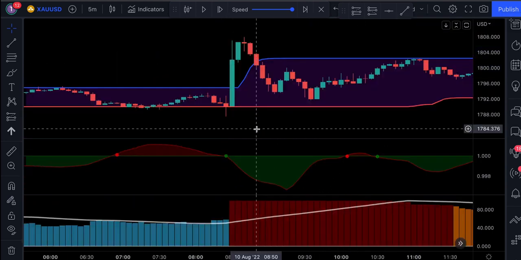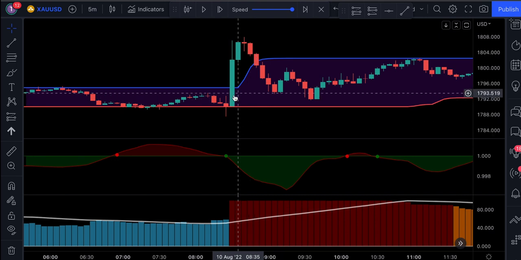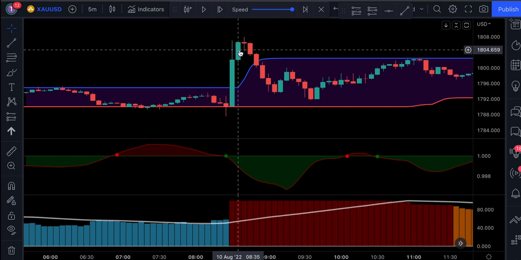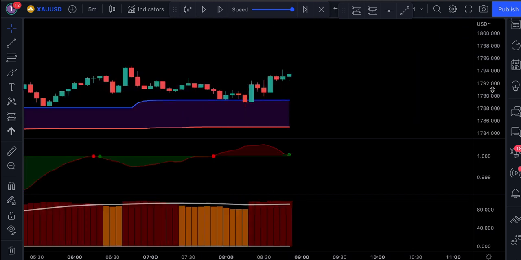I would also avoid taking any trades when the signal is issued on or after candlesticks like this. As we can see, these sharp moves are usually followed by a pullback. Okay, let me give you one more example.